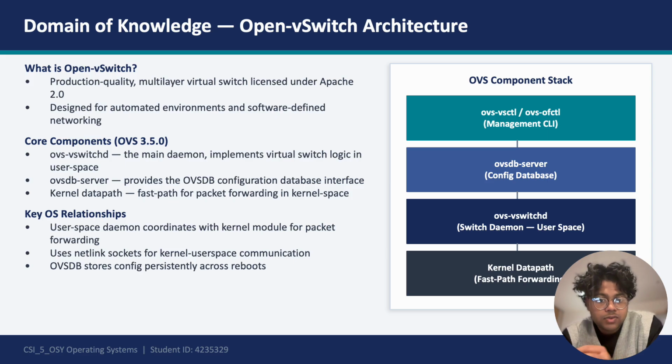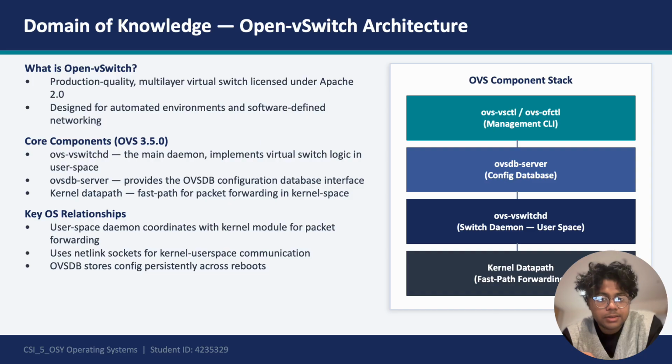OVS has three main components. The first is ovs-vswitchd, the main daemon that runs in user space and implements all the virtual switch logic. The second is ovsdb-server, which provides a database interface for storing switch configuration persistently, so your bridge and port definitions survive a reboot. The third component is the kernel datapath, which provides fast packet forwarding inside the Linux kernel for performance.